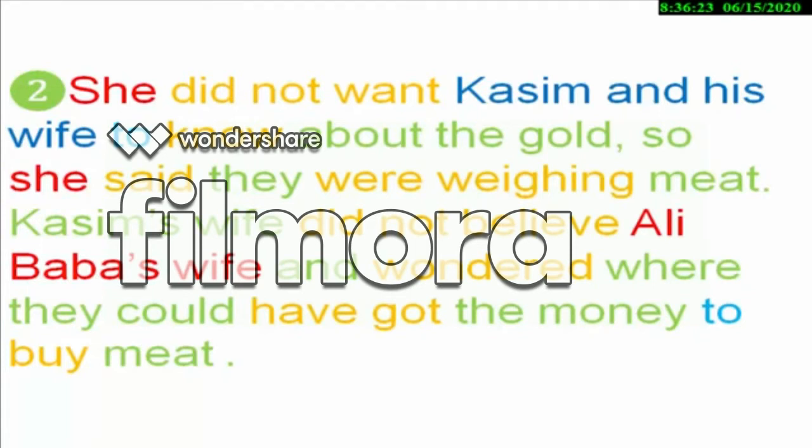Here we can use another connection, another coordinator. We start with though: though Ali Baba's wife lied about weighing meat, Qasim and his wife were suspicious.